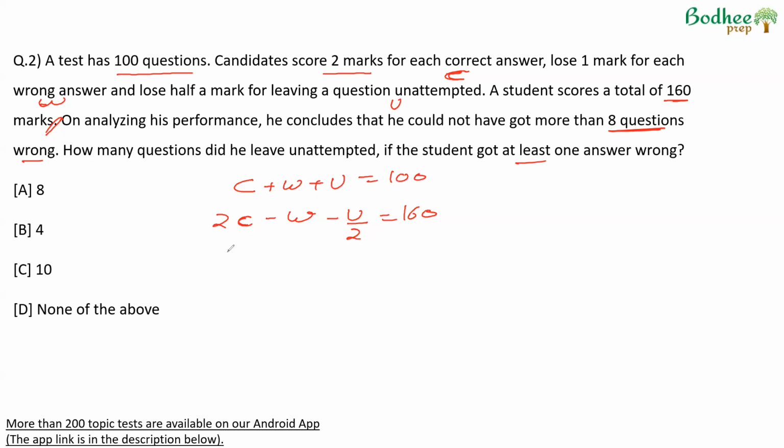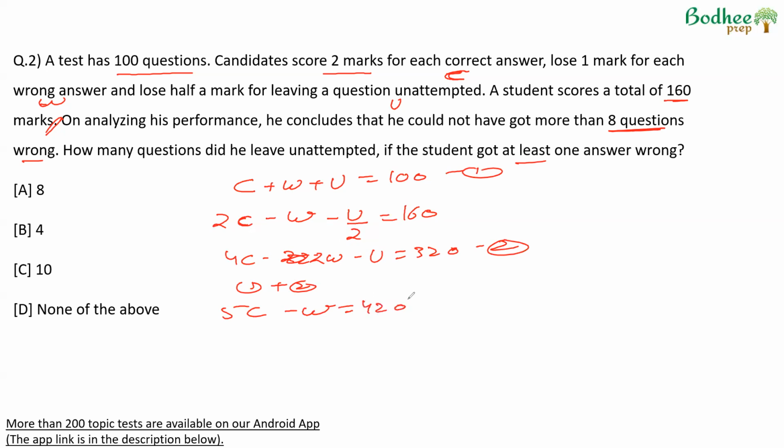Multiplied by 2, the second equation gets 4C minus 2W minus U is equal to 320. This is equation 1, this is equation 2. Add: 5C plus W minus W minus 2W, U minus U 0, is 420.